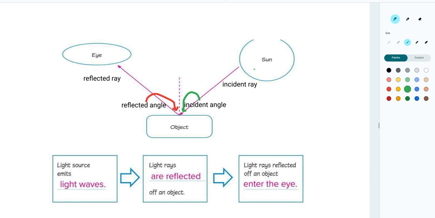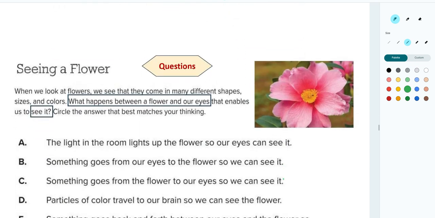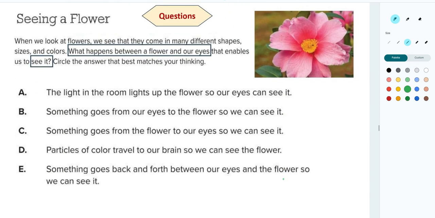So in order to see the object, the incident ray will be reflected into the eye, and then our brains can process that object. So light sourcing means light waves, light rays are reflected off an object and enter the eye. So let's look at this question, seeing a flower. We went over in class what happens between a flower and our eye that enables us to see it. The light in the room lights up the flower so our eyes can see it.